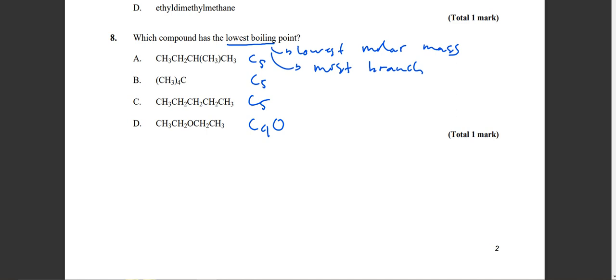Now, the thing is we have to find the branch. The easiest way to find the branch is to find the brackets. If there are more brackets in there, then there will be more branches. This has only one bracket. This one has four of them. This one has no bracket at all. This one has no bracket at all. So the lowest boiling point will be the one that has more brackets, meaning the most branches.